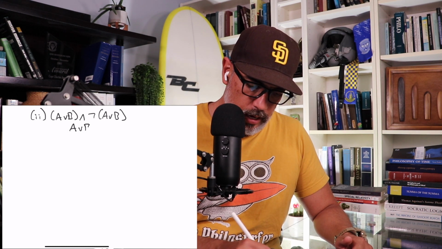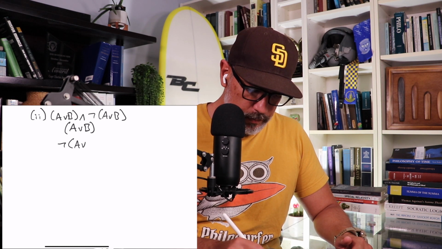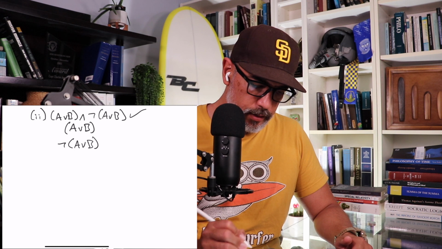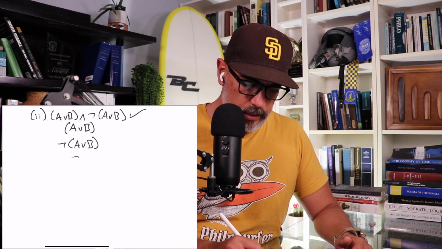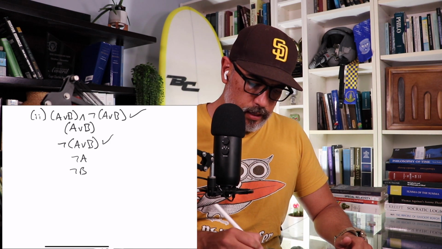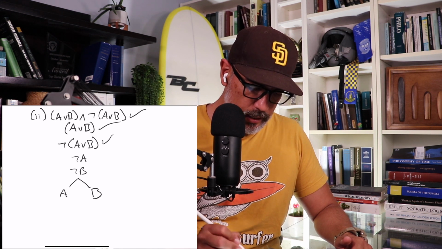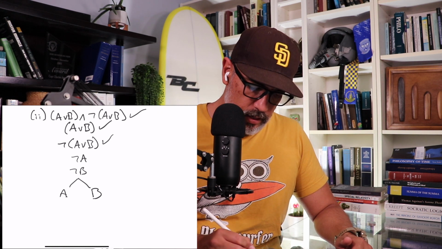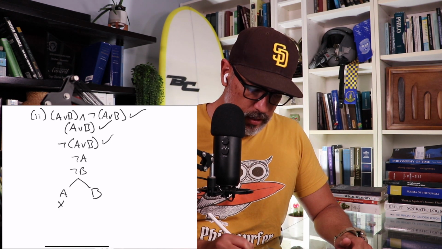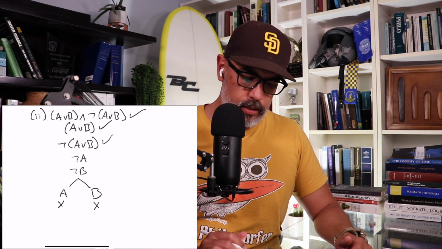So A or B, not A or B, check. Then we'll do the negation of a disjunction rule. So that gives us not A, not B, check. And then the A or B rule looks like this. A, B, check. Whoa, that's a crazy check. Check. The not A and the A close this branch. The not B and the B close this branch. All branches are closed. This is a contradiction.